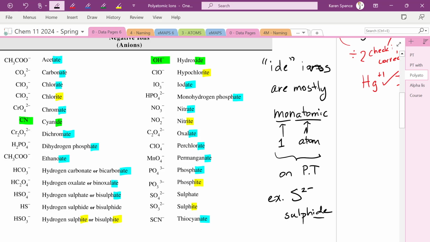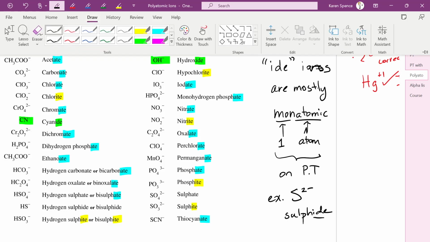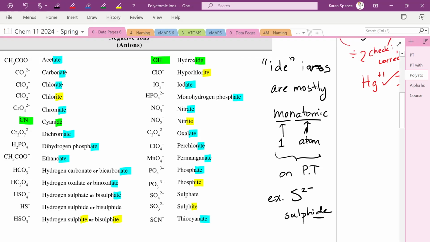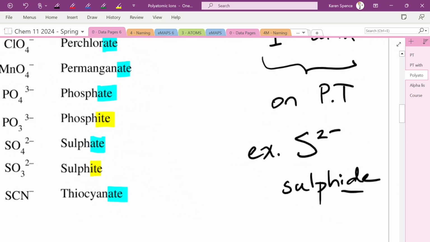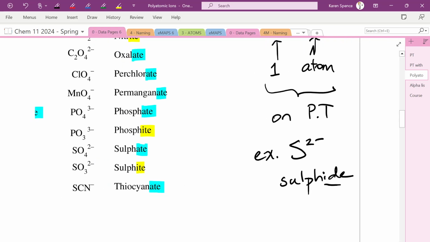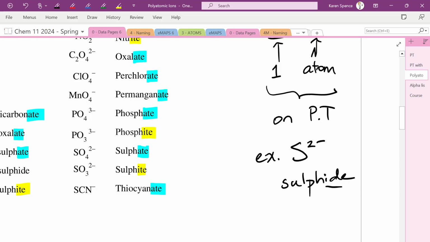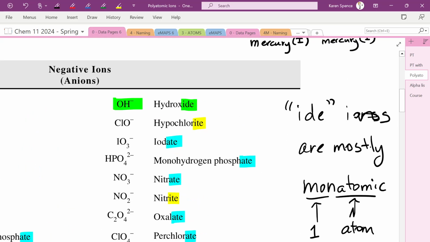So you'll notice we don't have sulfide on our table of polyatomic ions. We have sulfate and sulfite. But sulfide is found on your periodic table, okay? 2 exceptions to the ides are found on the periodic table. One is hydroxide, which is OH-. Are you familiar with that from your last couple years of chemistry? Yeah? Okay. I want you to take care.